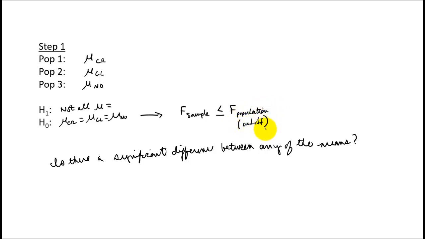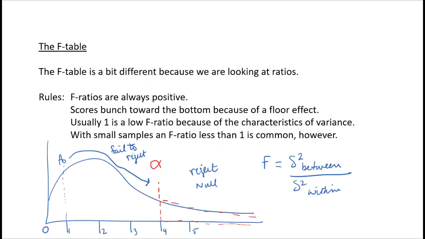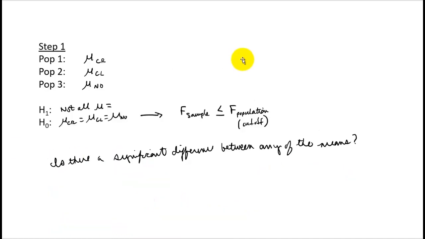Remember, we looked at the cutoff score here. So we want to know if our sample cutoff score is in this reject null situation. And if not, then we fail to reject the null hypothesis. So this is the inequality we will test in order to determine if there are significant differences. This is what we'll test in step 5. So far, so good.